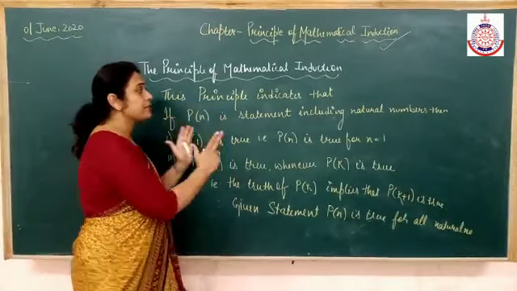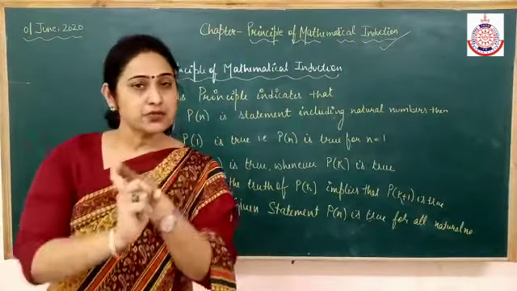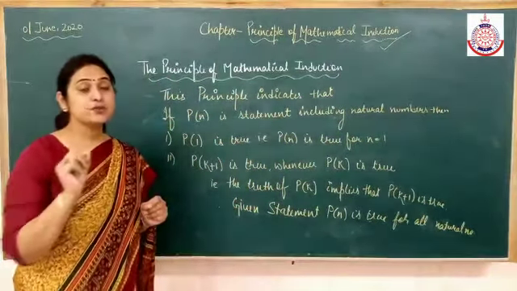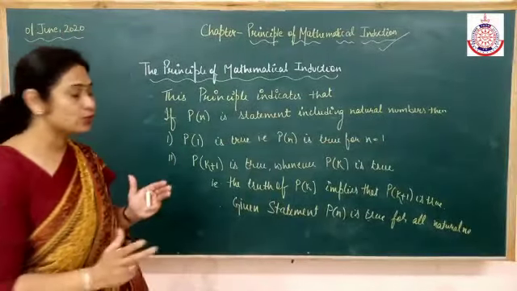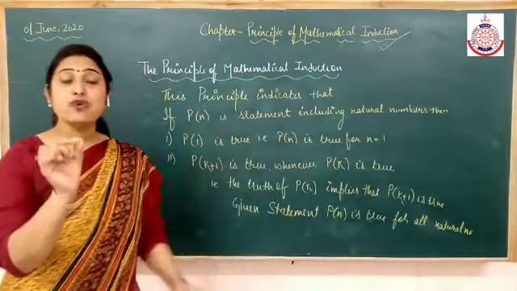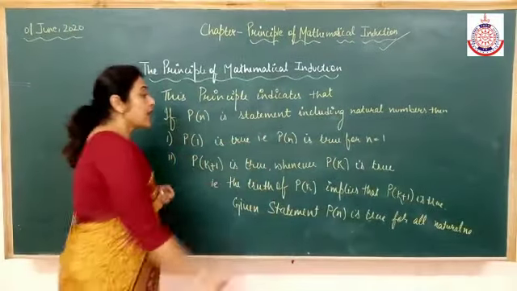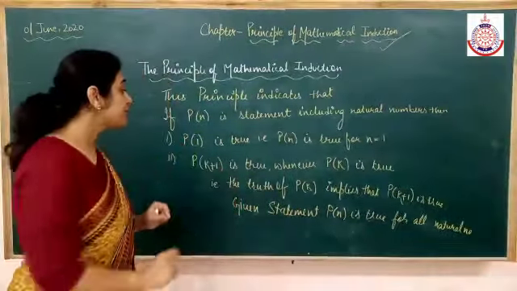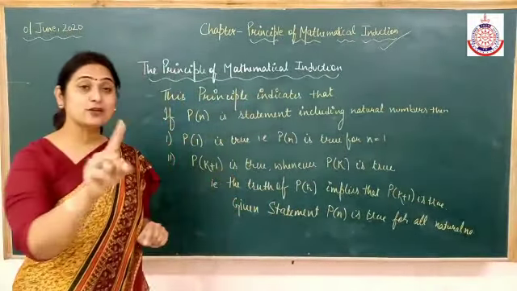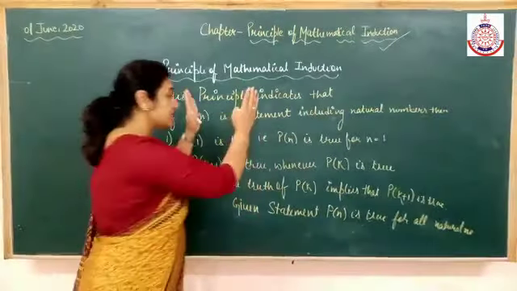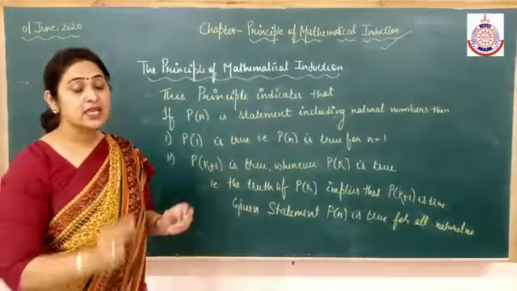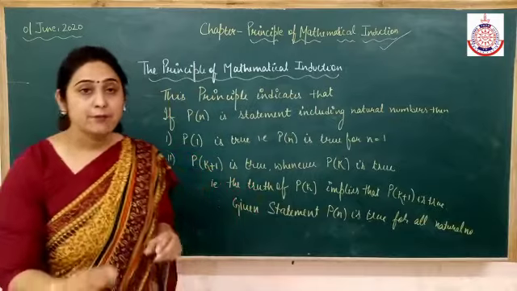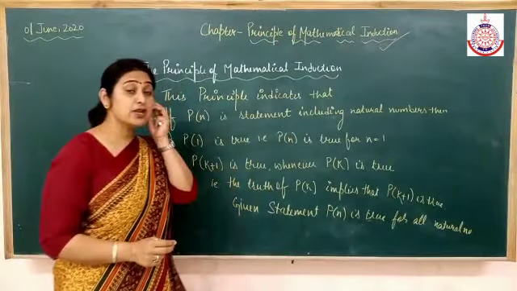So this principle indicates that any statement which is given to you, first of all, should be true for n equals 1. These are the steps of working also. First of all, I'll prove the statement true for n equals 1. Then I'll assume that the statement is true for n equals k, and I will prove that the statement is true for n equals k plus 1. If this exists, then we say the given statement is true for every natural number.